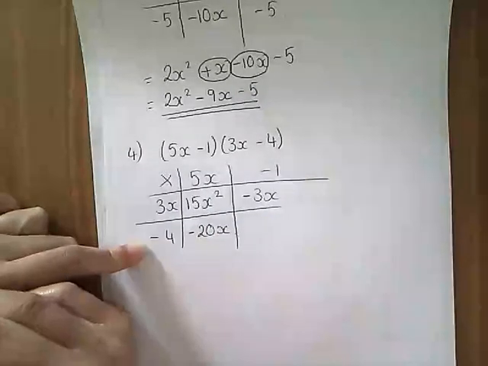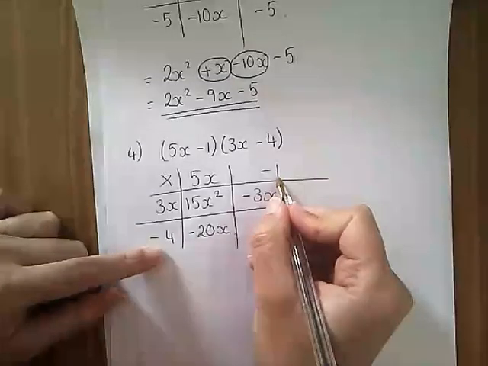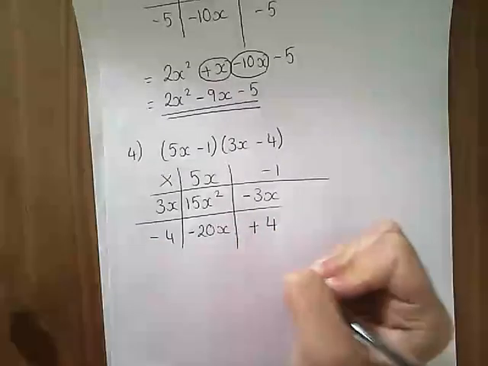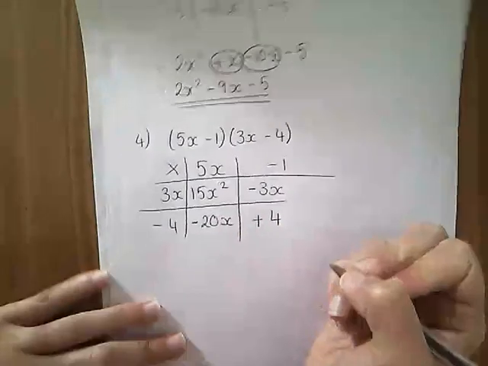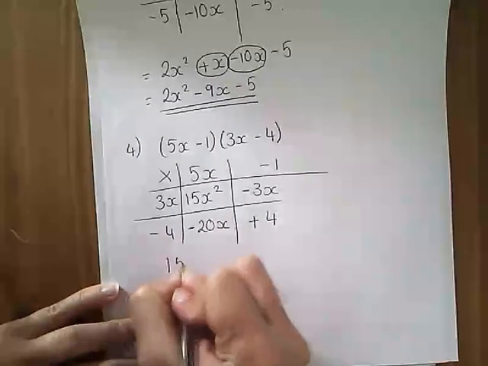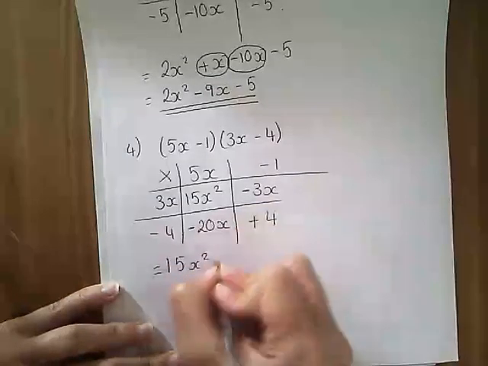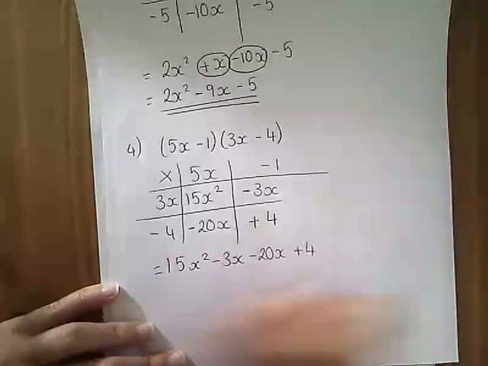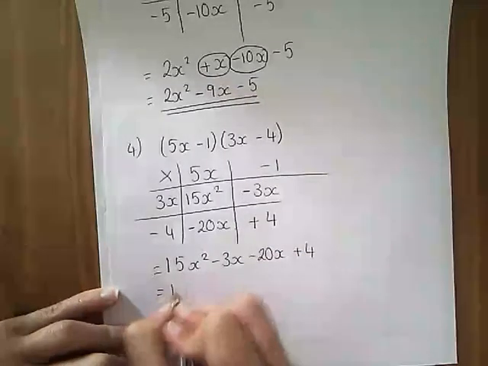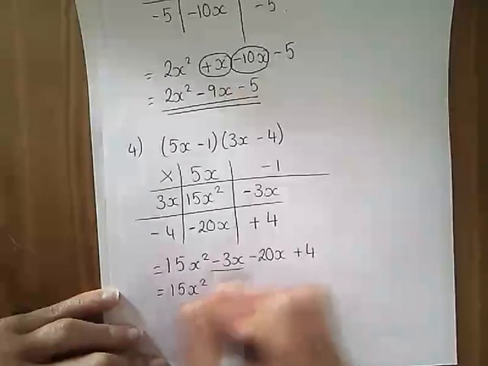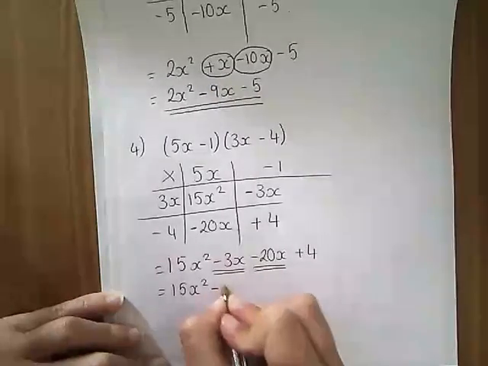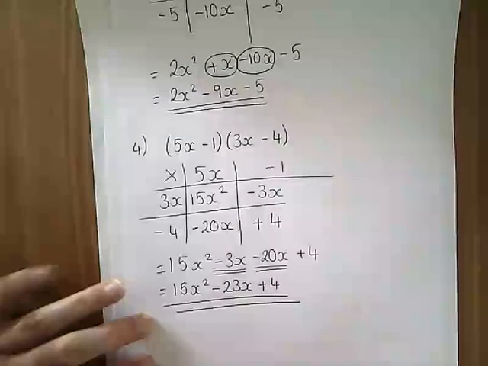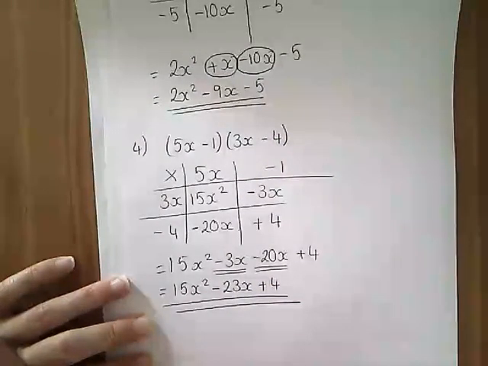And now we've got minus 4 times minus 1. Well, a minus times a minus is a plus, so that is plus 4. Just be careful of that. You need to be very careful with signs here. Okay? We've then got, write it out, 15x squared minus 3x minus 20x plus 4. And when you simplify that, you end up with 15x squared, minus 3x minus 20x is minus 23x. Add 4. That is our answer, 15x squared minus 23x plus 4.